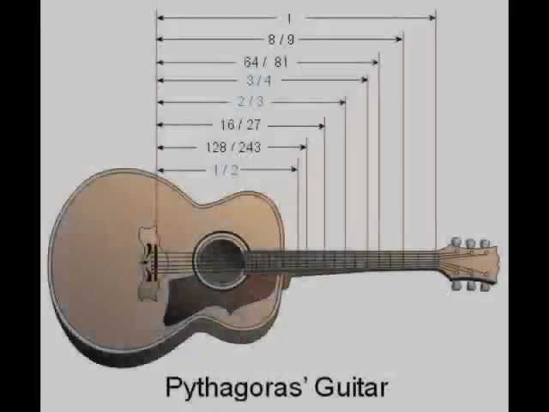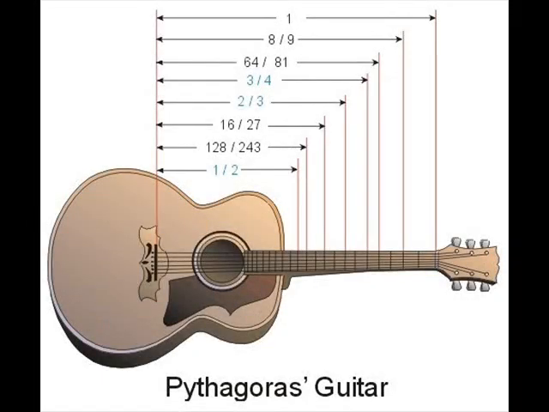You can try this on your own guitar by simply placing your finger on the 7th fret and plucking the string, and then comparing that sound with the open string when you pluck it. That is called the perfect fifth.